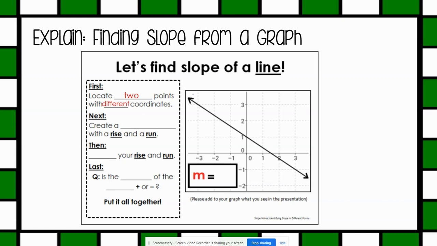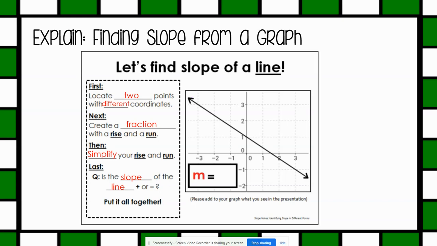To find the slope of a line, the first thing you would do is locate 2 points that have different coordinates. Next, you are going to create a fraction that has a rise and run. Then you simplify your rise and run. The next thing you have to do is really focus on whether the slope of your line is positive or negative and make sure you put all of that together.